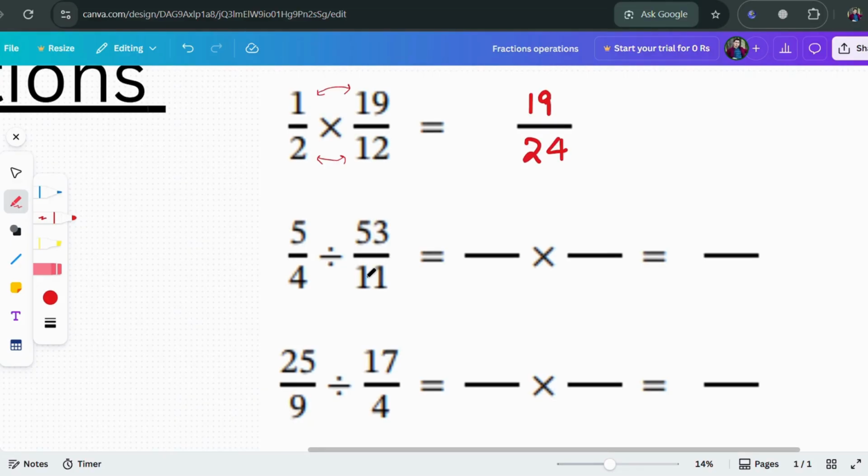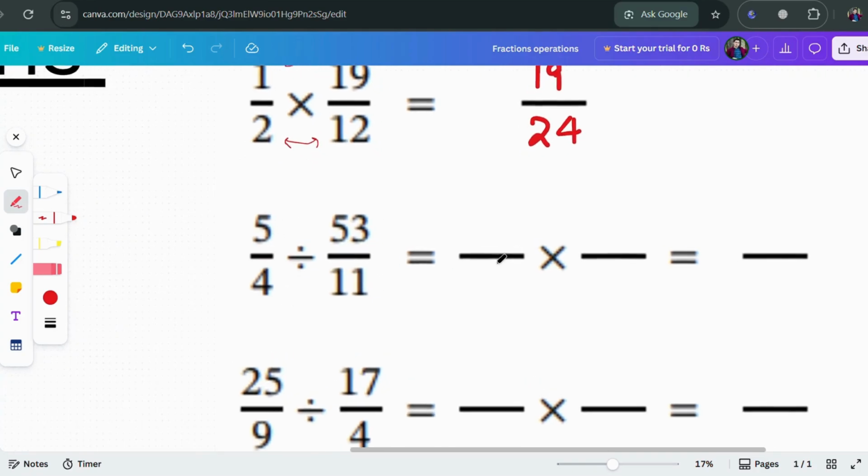Now we have the second question, which involves division. Whenever we perform division, we follow a rule in which we keep the first fraction the same, then we change the sign from division to multiplication, and for the second fraction we flip it. So that's keep, change, and flip. We'll perform the same operation over here. It's going to be 5 over 4, the division sign is converted into the multiplication sign, and it's going to be 11 over 53.